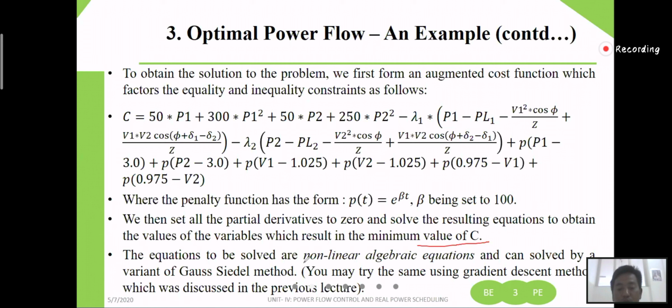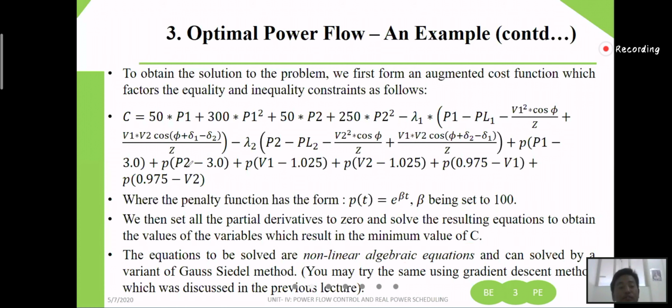The equations to be solved are non-linear algebraic equations and can be solved by, as you have learned, the Gauss-Seidel method. You say it will be easy to use the Gauss-Seidel method and then you solve that. Here I have written you may try the same using the gradient descent method, which we discussed in the previous lecture.